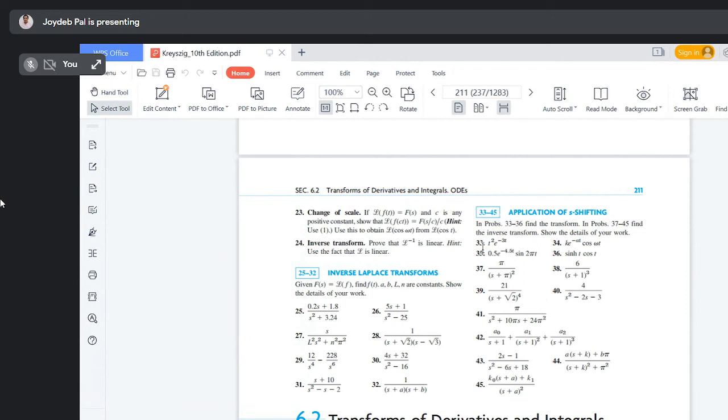So problem 33, which I have already shown in the class, is of the type t square e to the power minus 3t. This type of problem I have shown. It is the application of s shifting, right? Laplace transform of this: here a is minus 3 and ft is t square. So what is the formula from s shifting? Laplace transform of e to the power at into ft is equal to capital F of s minus a, right?